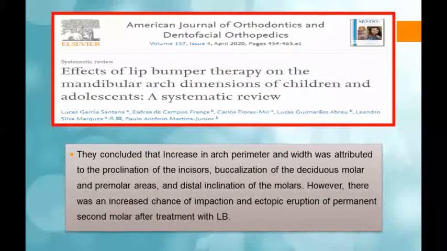Now, one article on the effects of lip bumper therapy on the mandibular arch dimensions of children and adults, a systematic review. They concluded that the increase in the arch perimeter and width was attributed to the proclination of the incisors, buccalization of the deciduous molar and premolar area, and the distal inclination of the molar. However, there were increased chances of impaction and ectopic eruption of the permanent second molar after treatment with the lip bumper.